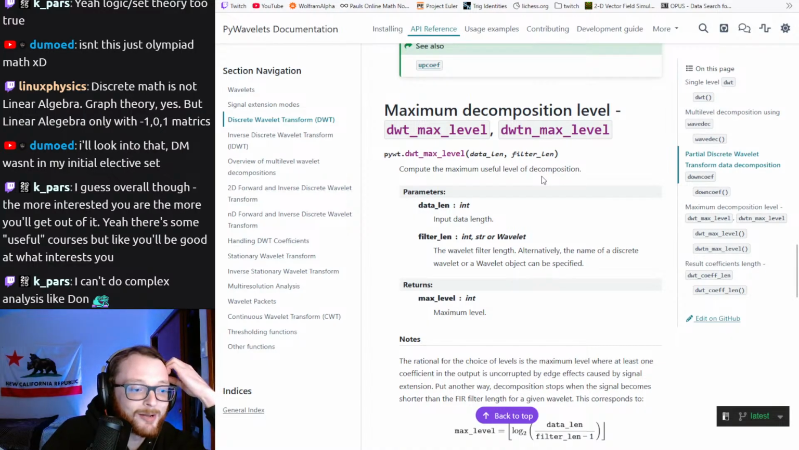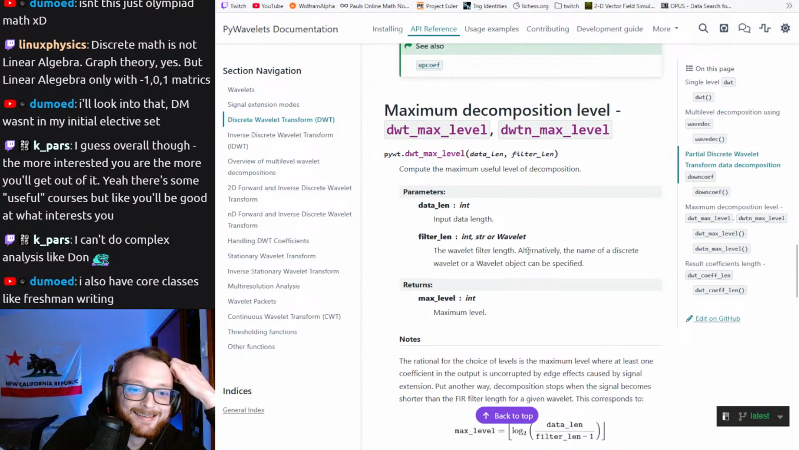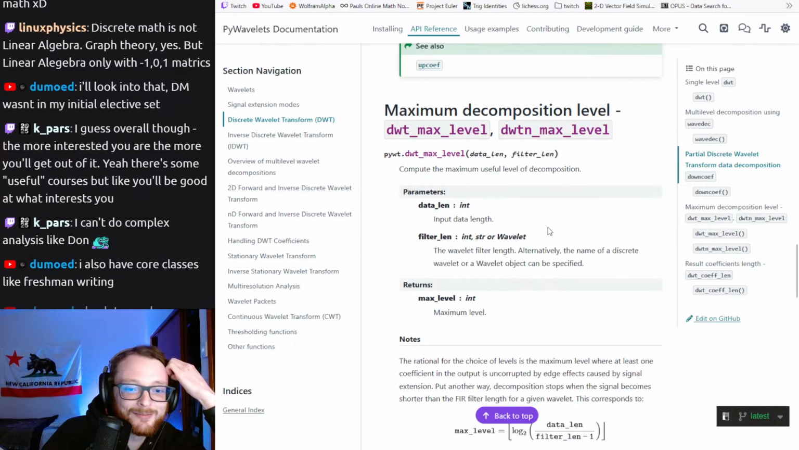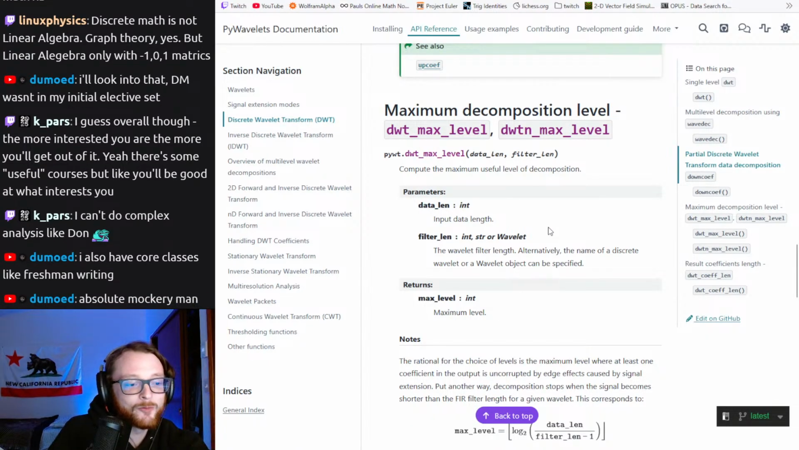Can't do complex analysis. The reason I could do complex analysis is that I spent like 3 months before the course studying for it, and then I took a course in it. So I feel like I'm pretty good at it now, but I spent, in total, like 6 months studying it.